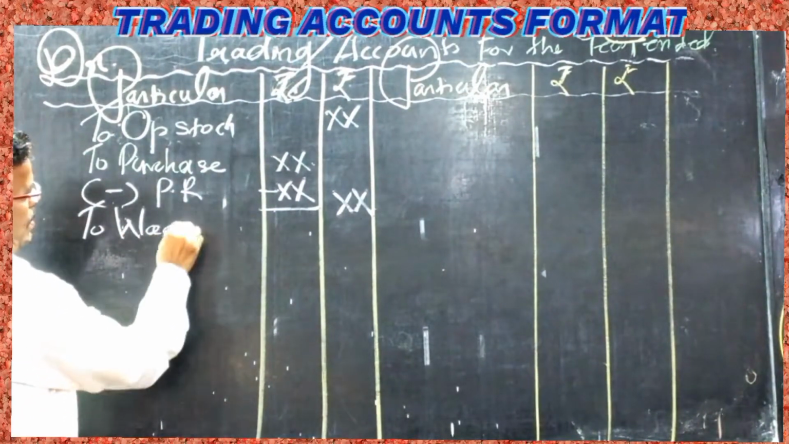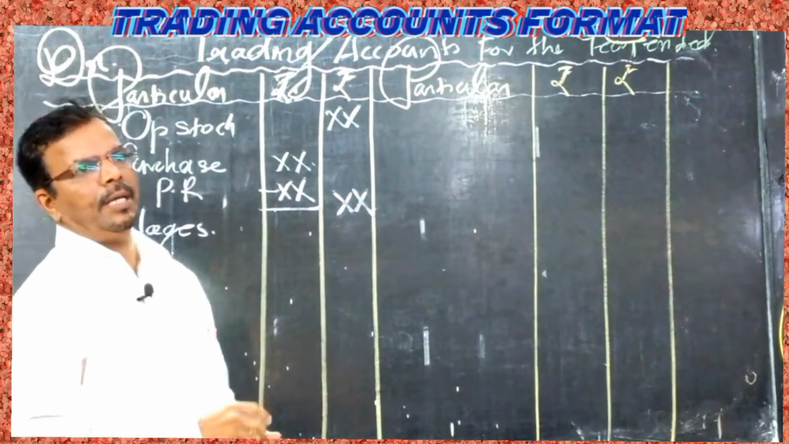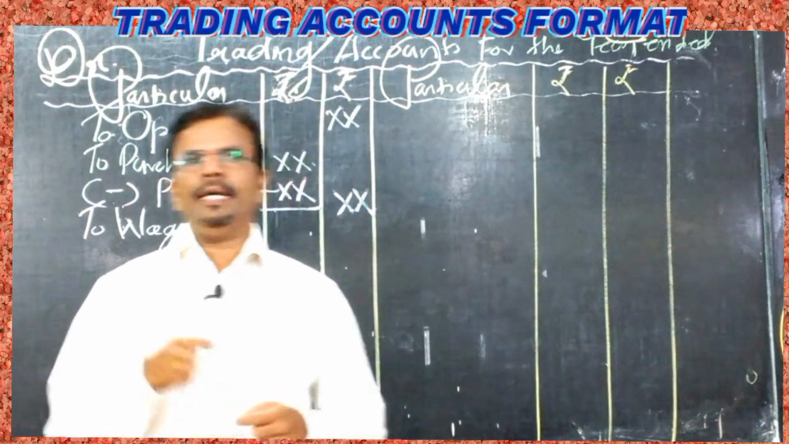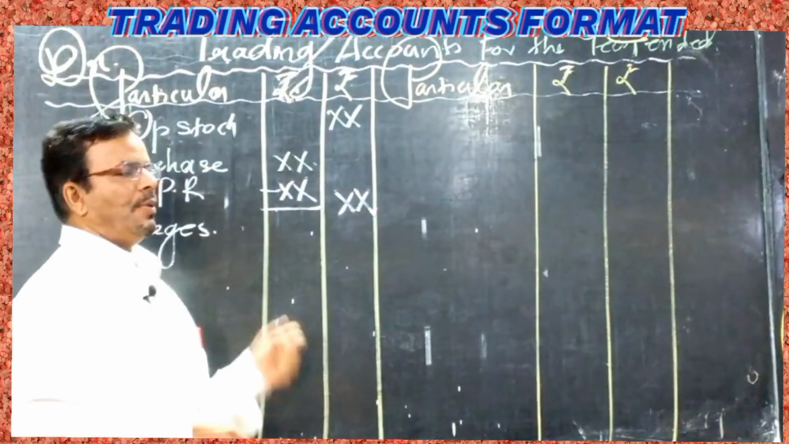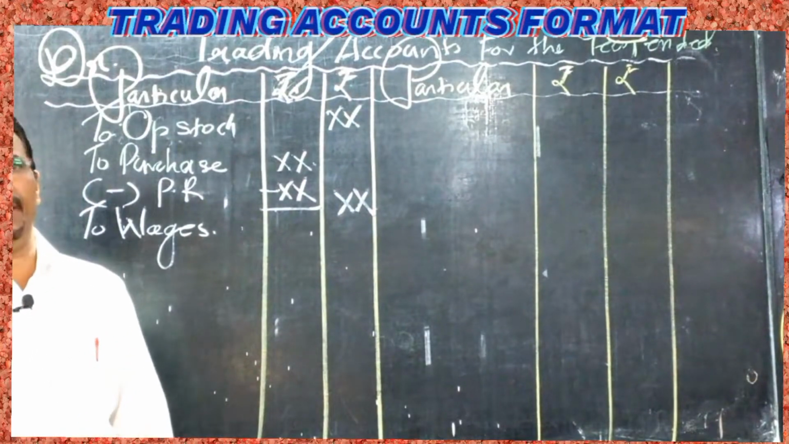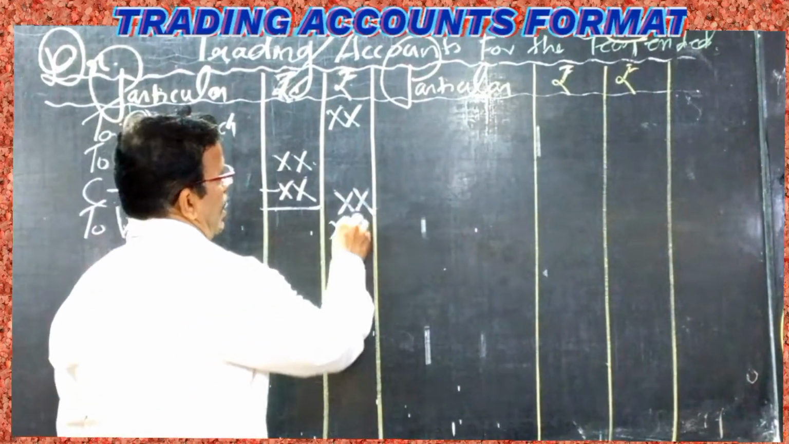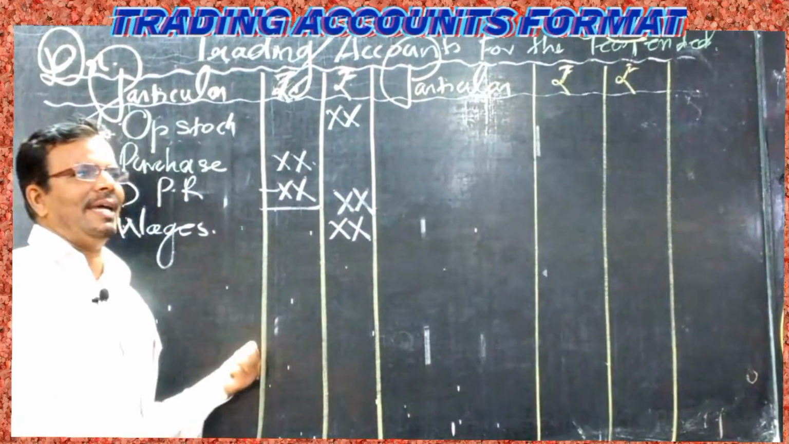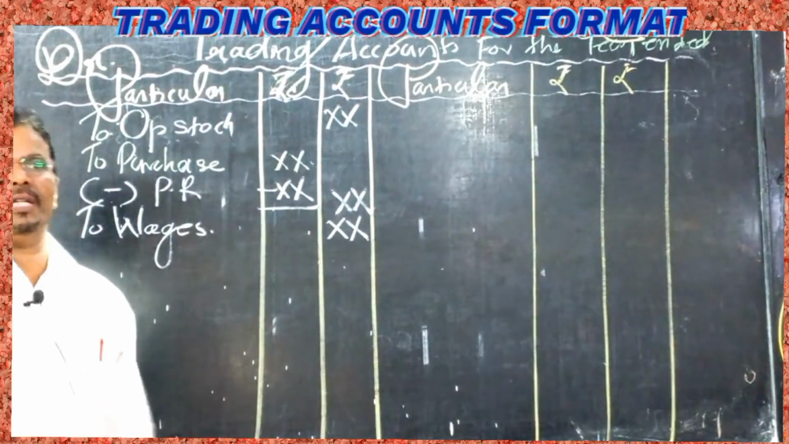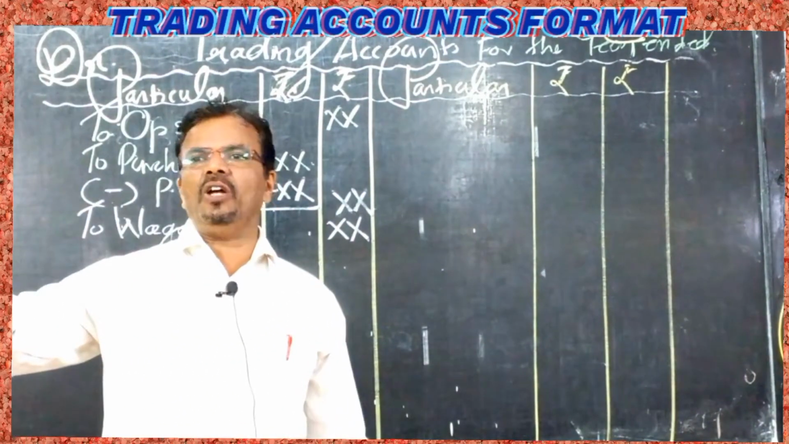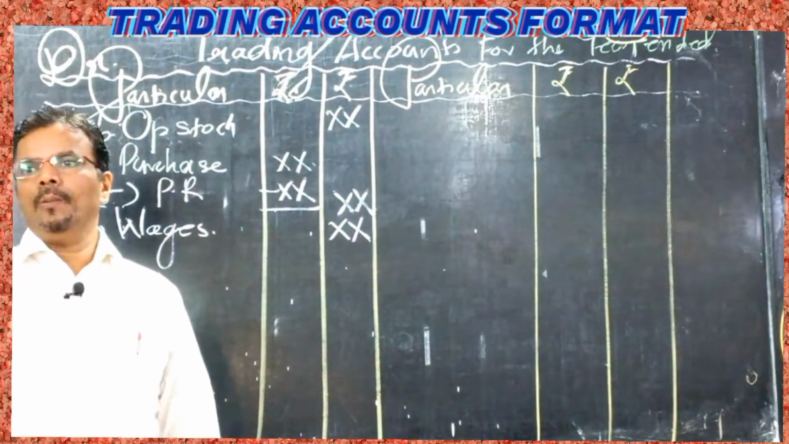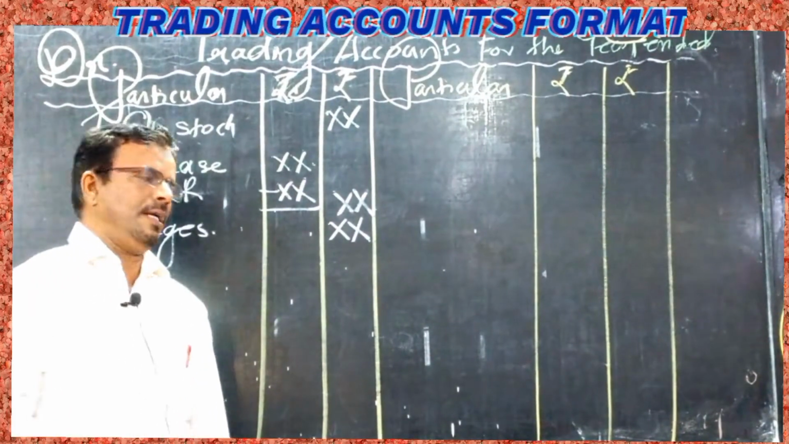To wages. Wages means we are paying the amount to the daily workers. They are working on a day to day basis and they are working in the factory. So these come on the trading account debit side. In a question, suppose wages and salary is given, then wages go to the trading account, and vice versa, if salary and wages is given, then salary goes to the profit and loss account debit side. Wages first, trading; salary first, profit and loss account debit side.